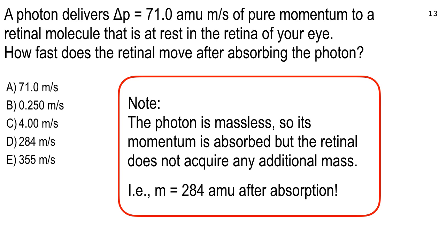And actually, let me start the question. All right. And I want you to think carefully. So the mass of the system afterwards is not changed. It's still a retinal. It's still 284 AMUs. But now it's moving. And what you want to figure out is how fast is it moving? Now, if you're a little unsure of yourself, it's all right. We're going to work it out step by step after you type in your answer.